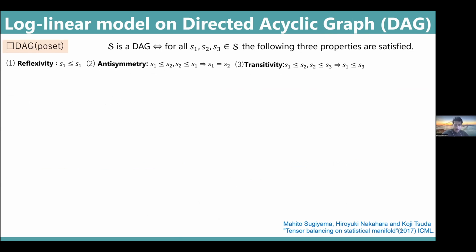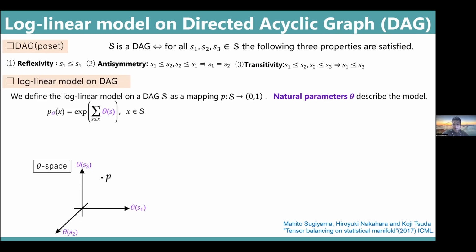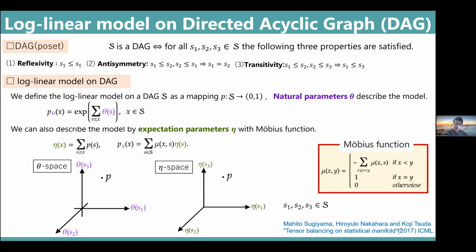A finite set S is called a DAG or poset if the order on S has reflexivity, antisymmetry, and transitivity. We define the log-linear model on a DAG S as a mapping from S to the open interval from 0 to 1. Natural parameters theta describe the model. We can also describe the model by expectation parameters eta if we use the Möbius function.